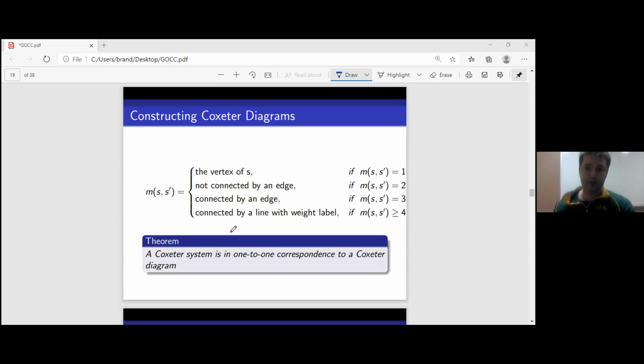So here's how you construct a Coxeter diagram, or what they call a Dynkin diagram, right? When you take two generators and look at their order, you have a vertex S, that's your generator. Not connected by an edge is 2, connected by an edge is 3, connected by a line with weight label greater than or equal to 4, and they'll be represented on the graph. And you see that a Coxeter system is in one-to-one correspondence to a Coxeter diagram.